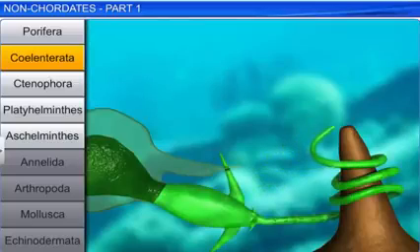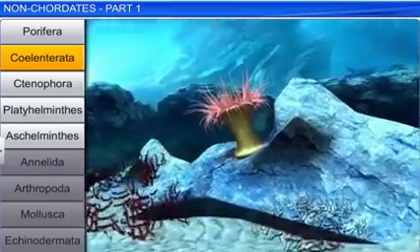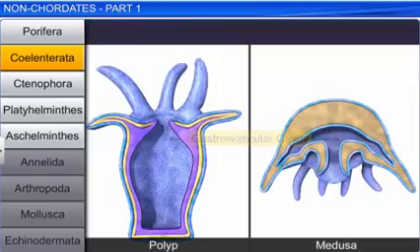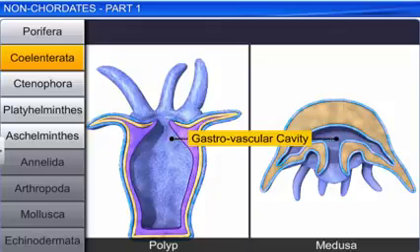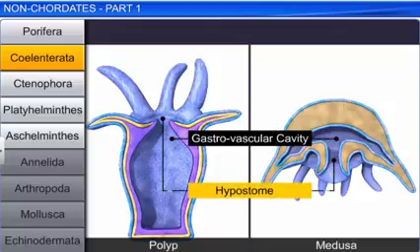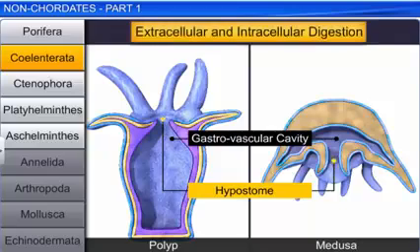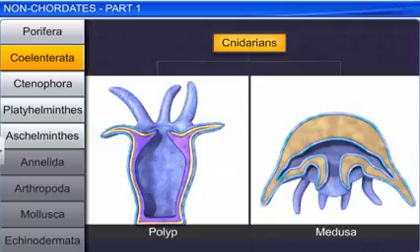Cnidoblasts are used for anchorage, defense, and to capture prey. Coelenterates have a central gastrovascular cavity with a single opening called the hypostome. Digestion in them is both extracellular and intracellular. Coelenterates exhibit two basic body forms, polyp and medusa.